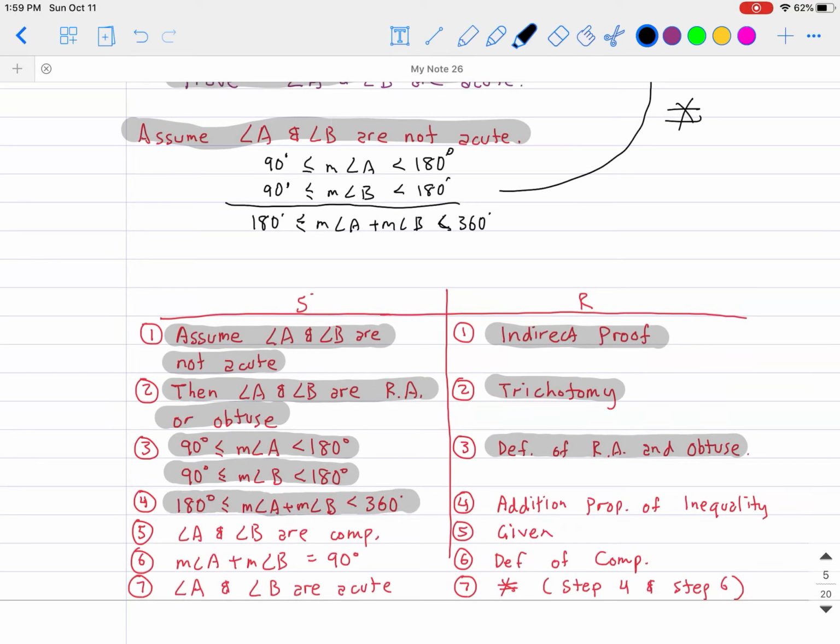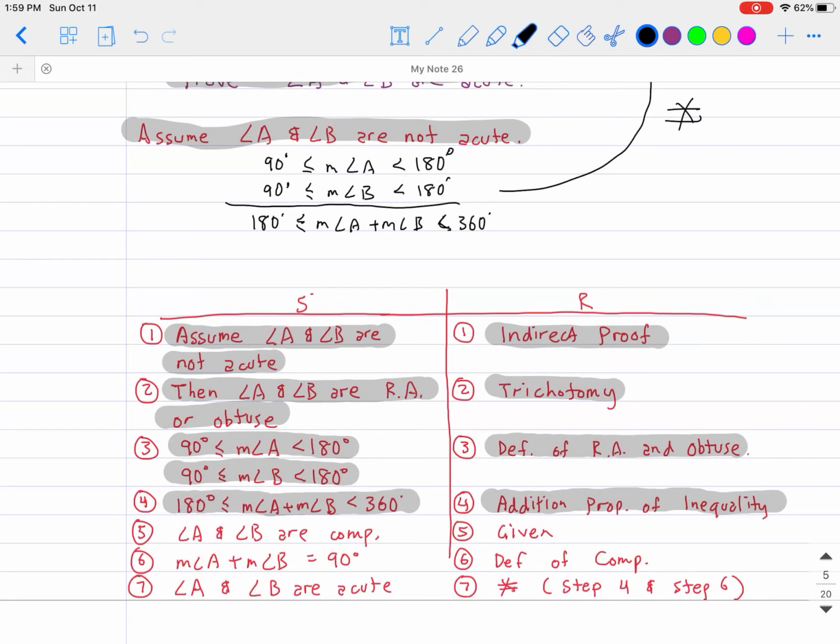Next, like we said, what I want to do now is add the two angles together, because remember, we're looking at angles complementary to each other. We need to add those two angles to each other. So then 180 is less than or equal to A plus B, which is less than 360, and that's by the addition property of inequality, because we're looking at inequalities in this case. A little bit tricky there, right?